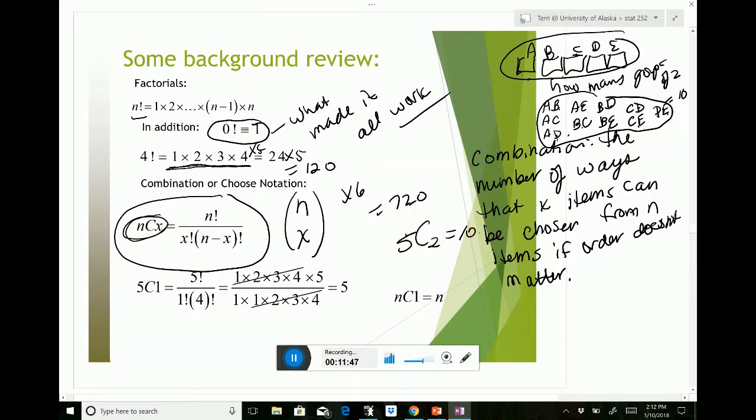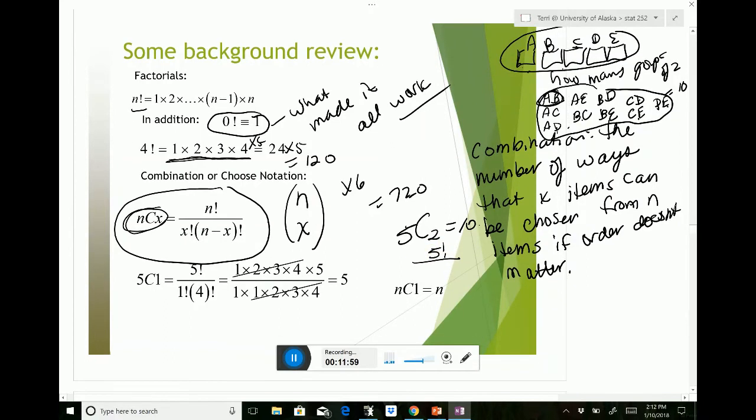And order doesn't matter. See, AB and BA is the same thing. These 2 got chosen. So to do this, we're going to go 5 factorial over x factorial, 2 factorial, and then n minus x, 5 minus 2, 3 factorial. So what we have is 120 over 2 times 6. So 120 divided by 12 is 10. We can easily figure that out. Another way to do it, here's 5 choose 1. 5 factorial over 1 factorial.